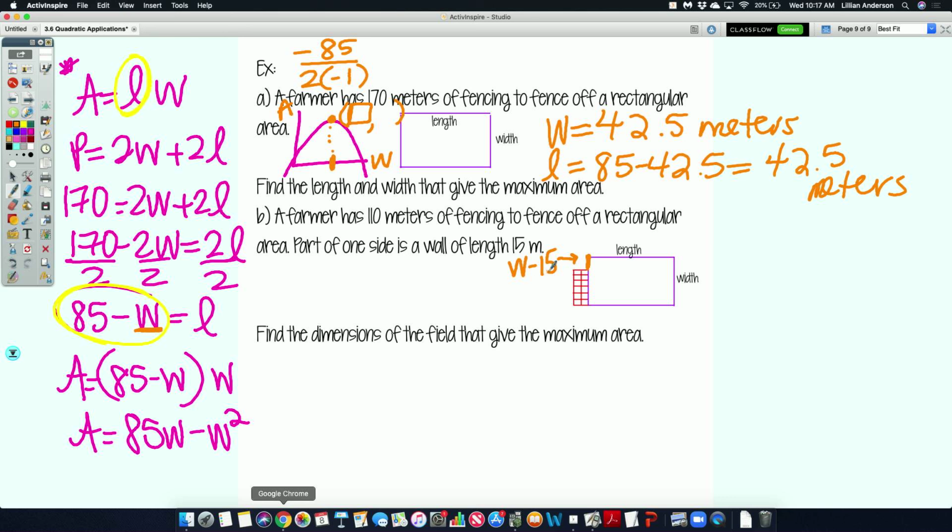Because normally that entire whole side would be just the width, but since I have a wall that's 15 meters, I need to take away that 15 meters from that width on that side. So I'm going to basically need to go through the entire process over again. So then that way I can find the dimensions that will give me my maximum area.